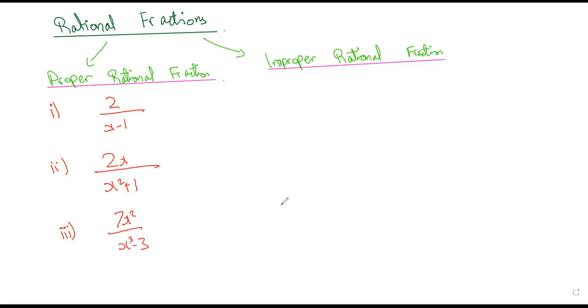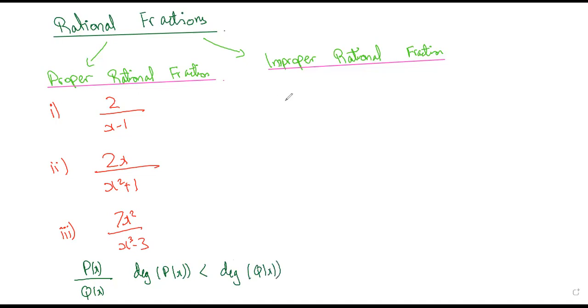Because of this, let's say p of x is in the numerator and q of x is in the denominator, so the degree of p of x is less than the degree of q of x. This is the only difference, right? Okay. Let's talk about improper rational fractions now.